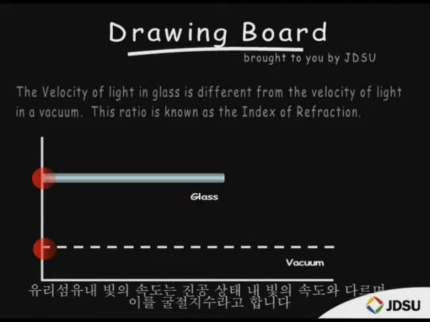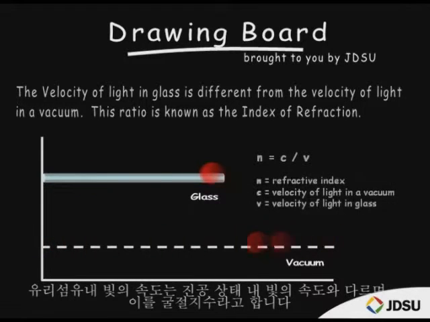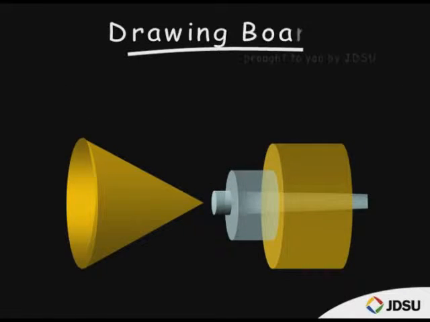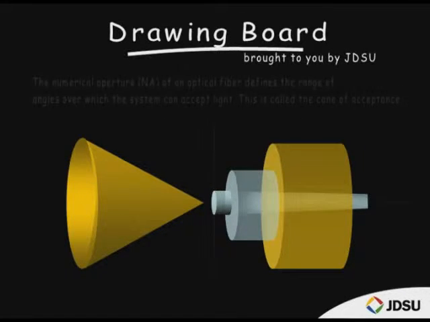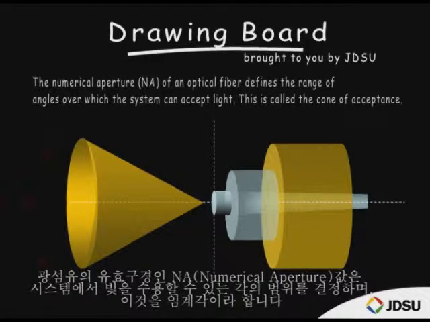The velocity of light in glass is different from the velocity of light in a vacuum. This ratio is known as the index of refraction. The numerical aperture of an optical fiber defines the range of angles over which the system can accept light. This is called the cone of acceptance.